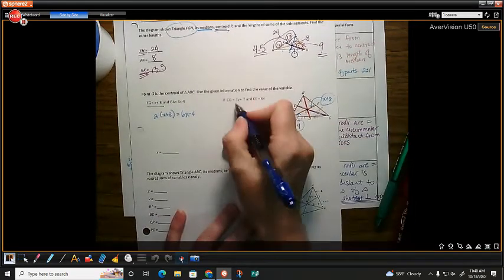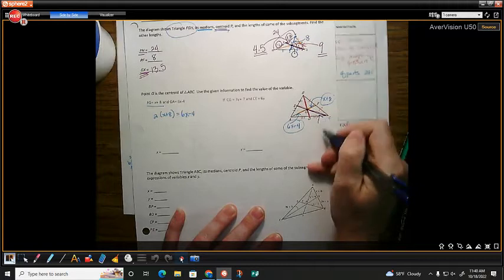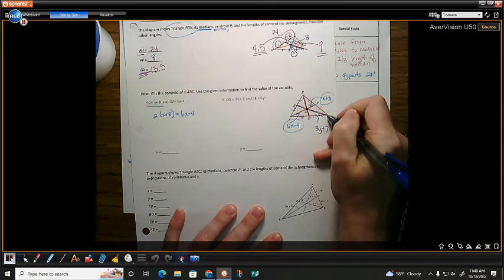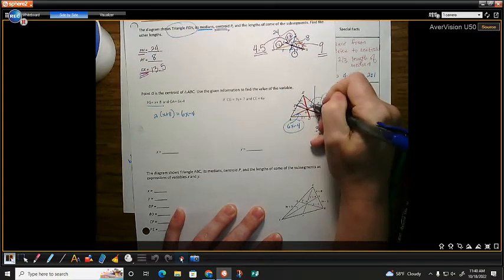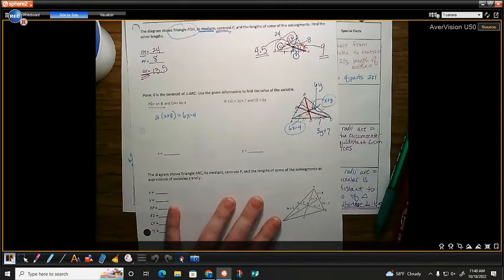Over on this problem now, it says CG, that's this piece, is 3y plus 7. And CE, that's the whole thing, is 6y. How am I going to do this one?